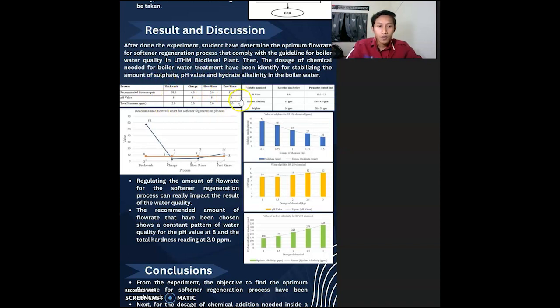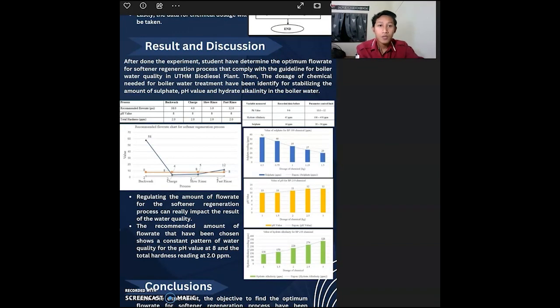For all of these flow rates, students recorded that the pH value and total hardness are consistent at 8 for pH value and 2.0 for total hardness, which comply with the guideline for water quality in the UTHM Biodiesel Plant. However, you must be wondering how students obtained the optimum flow rate for each of the softener regeneration processes, such as backwash at 58.0, charge at 4.0, slow rinse at 5.0 and fast rinse at 12.0. One of the methods students used is dividing the flow rate for each process into 5 different stages of flow rate.